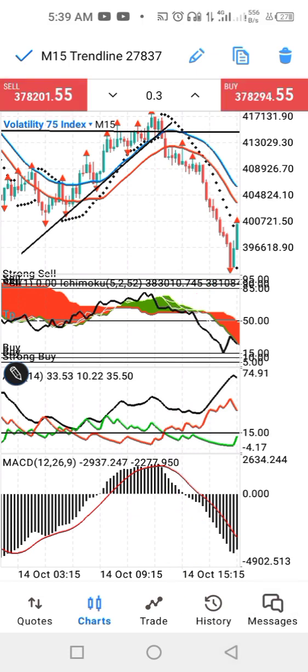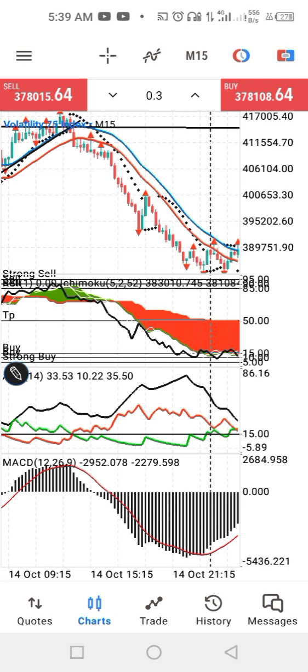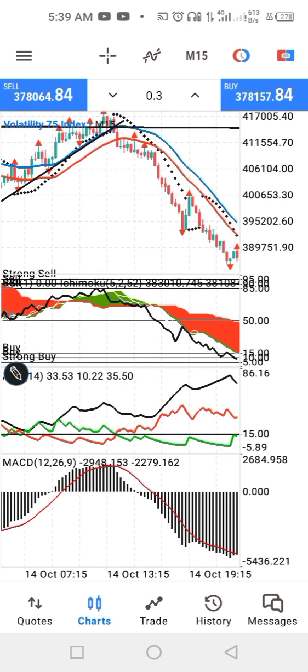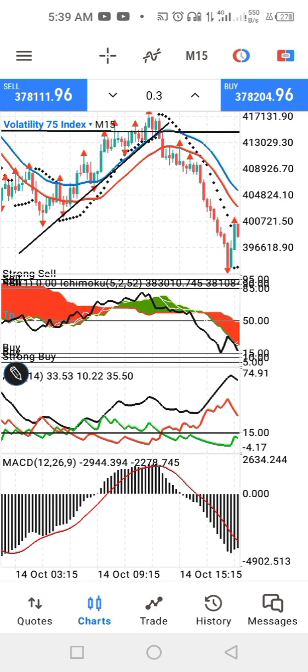Now take a look, guys. It came down. The market dropped massively. You can use this strategy on 5 minutes, 15 minutes, 30 minutes, 1 hour, 4 hours, depending on the one you prefer.